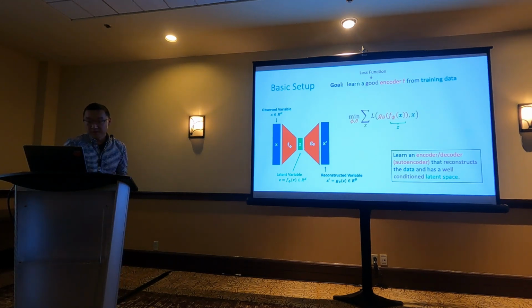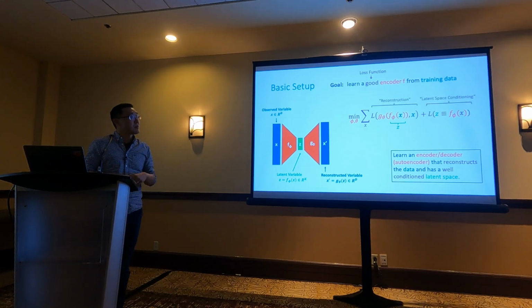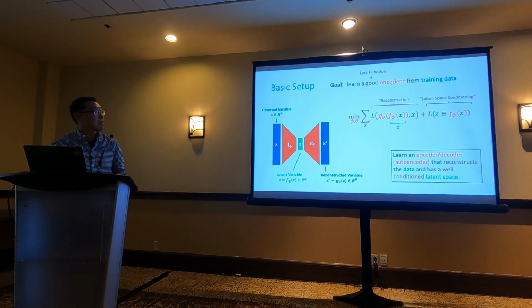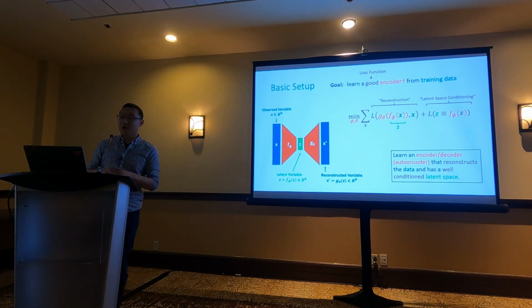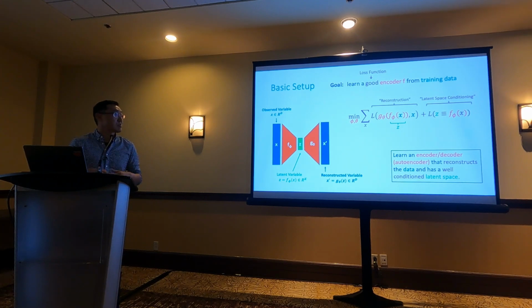The loss function is written as follows: you apply the encoder f to x, you apply the decoder g onto the encoding, and you compute the loss. We also have what I typically call some sort of well-conditioning of the latent space. That's the second loss. In summary, you want to learn an encoder-decoder, also known as an autoencoder, that reconstructs the data and has a well-conditioned latent space. This is the high-level basic setup.